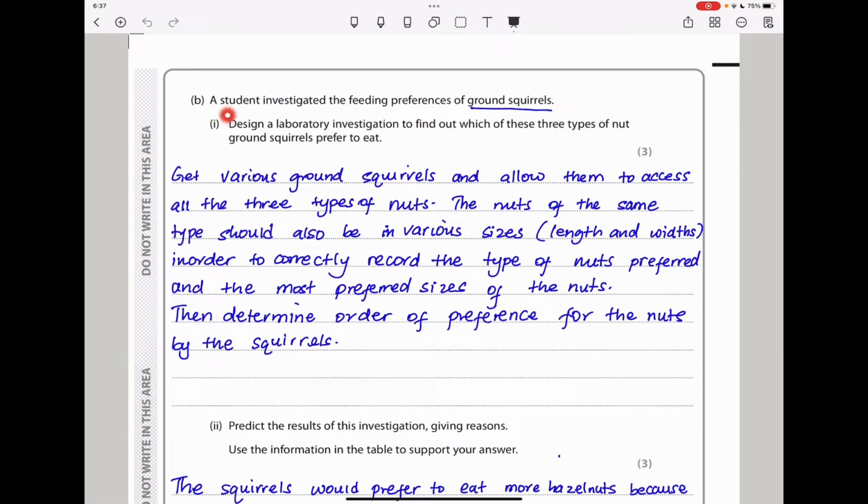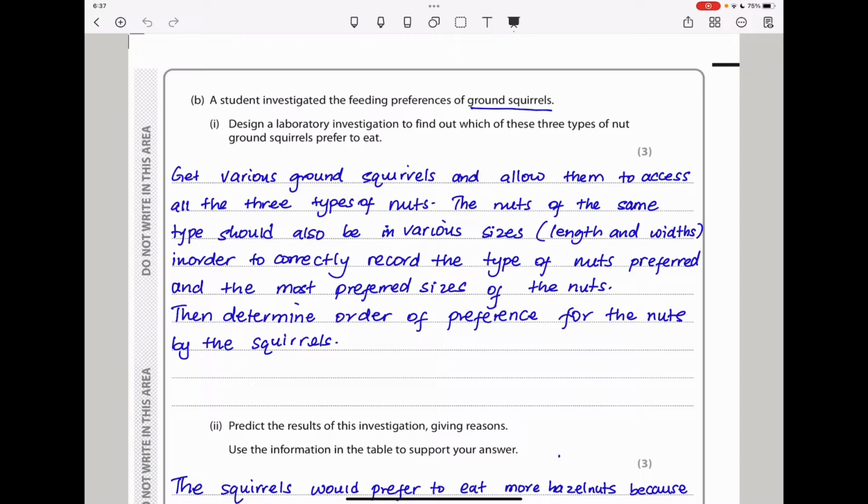Here they say a student investigated the feeding preferences of ground squirrels. They say design a laboratory investigation to find out which of the 3 types of nut ground squirrels prefer to eat. So since these are nuts, it's kind of food that they prefer to eat. It means we have to get some specific squirrels and expose them to the different types of nuts. And then we can count how many nuts are going to be consumed by these squirrels.